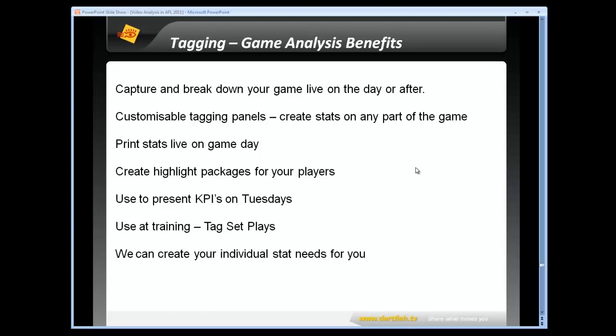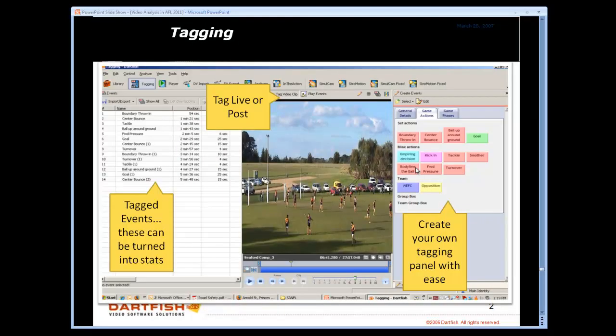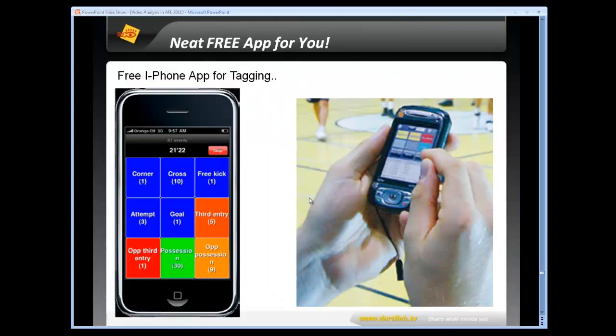Create individual stats that you need is something that we're able to do at Dartfish. This is what a tagging panel looks like in Dartfish. So these are all the events that have happened. Here's the game. This is the panel itself. And you hit a button at a certain time in the game and it gives you the event. And we'll have a look at that a bit later on.